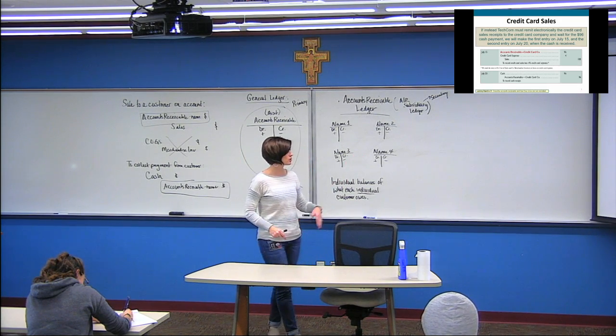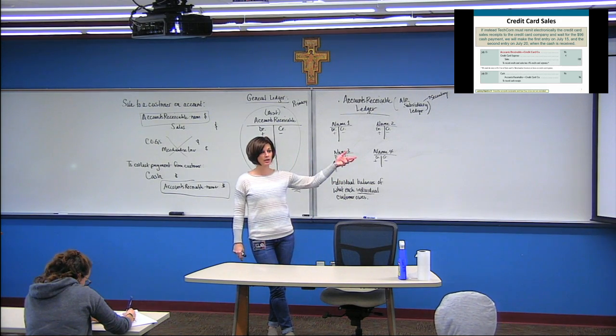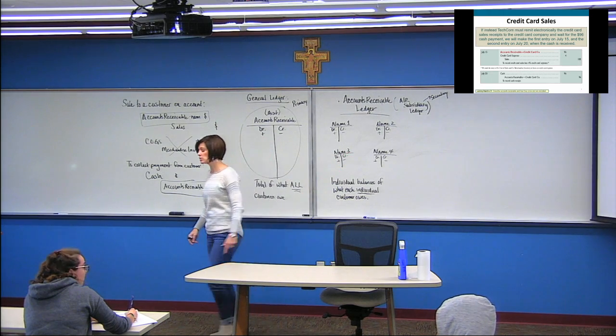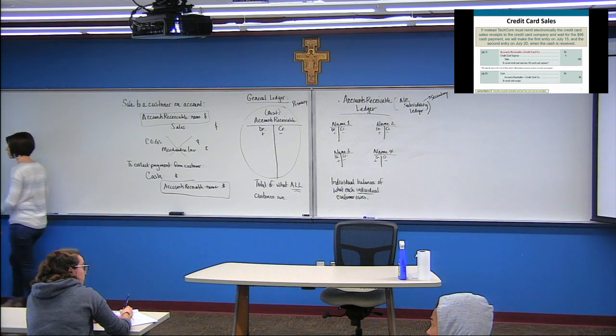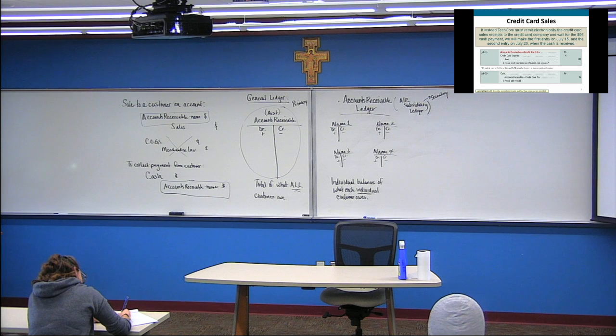So that's the example they show you here. Look, instead of debiting cash, we debit accounts receivable. Later on, we expect to get the cash from the credit card company. So they become a customer just like any other customer.